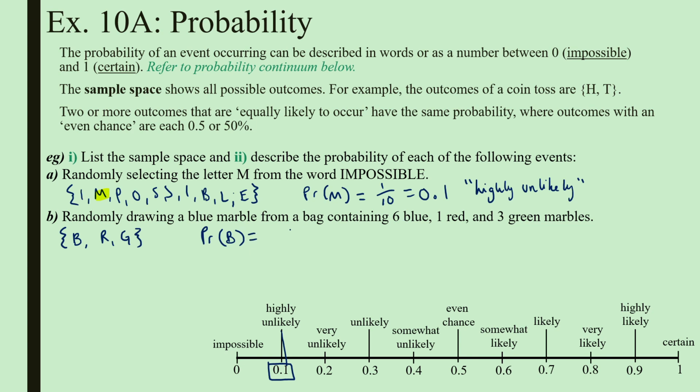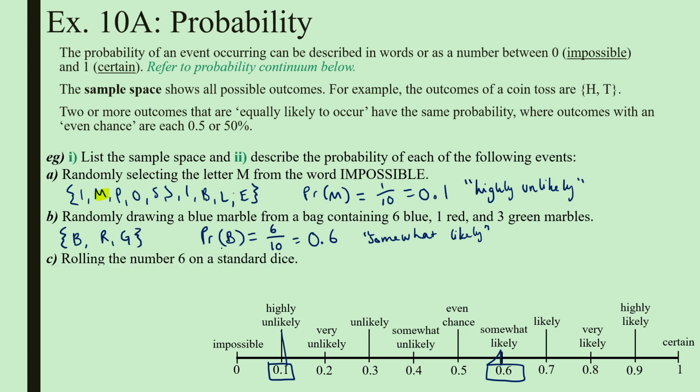I have 6 blue marbles in the bag, and there are 6 plus 1 plus 3, which is again 10. We can use a calculator or just move the decimal point back 1 to get a 0.6 or 60% chance. Here we have a somewhat likely chance of drawing a blue marble from the bag. Okay, so somewhat likely.